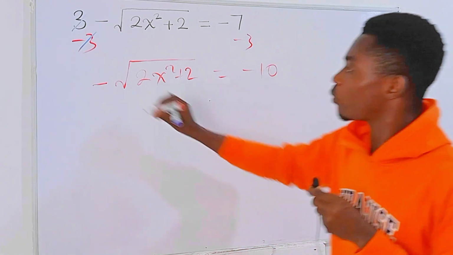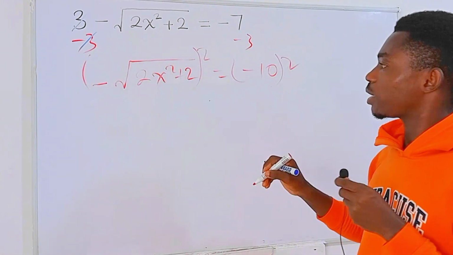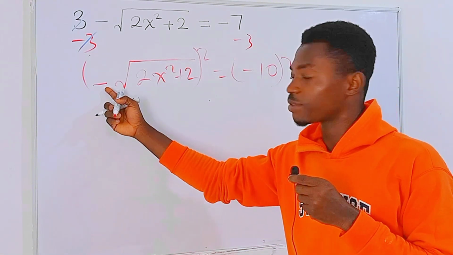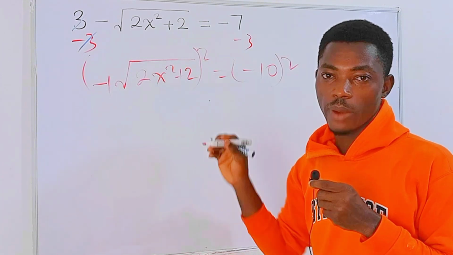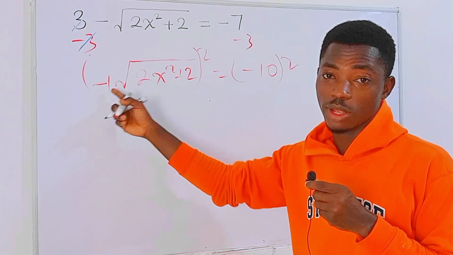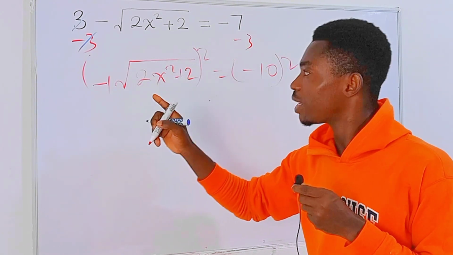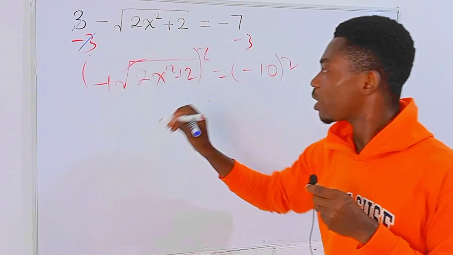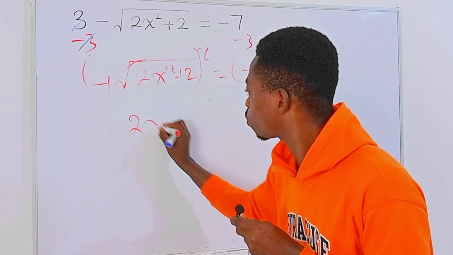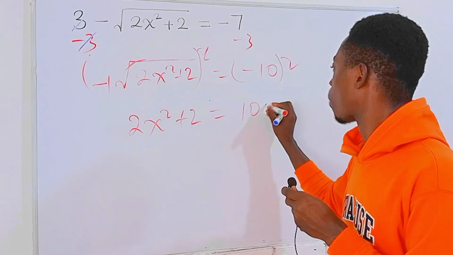So let's go ahead and then raise each side of the equation to the second power. Now let's pay attention to this negative sign right here. This simply means negative 1, but just that we don't write the 1. So pay attention to that whenever you are solving this. So negative 1 squared is positive 1. Then the whole of this squared, it means that this and this will go. Then we will be left with 2x squared plus 2 is equal to 100.